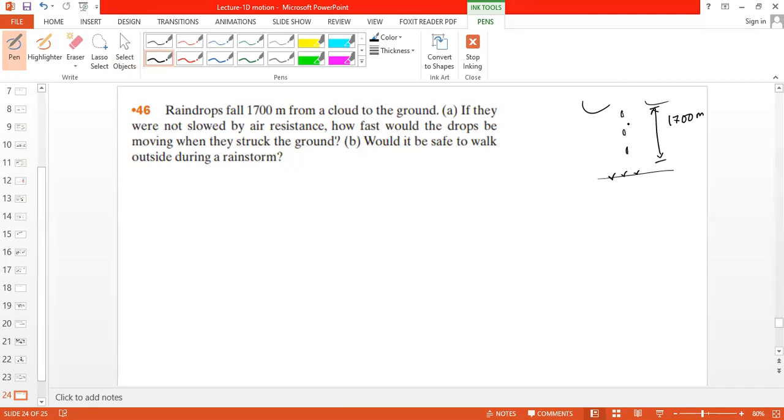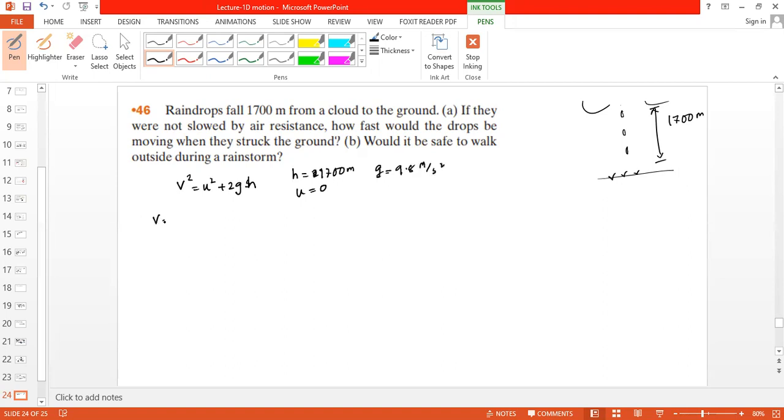So it is zero? No, not zero. Initial velocity was zero. The raindrop just starts falling, but as it moves downward, an acceleration acts on it. That is free fall acceleration, or acceleration due to gravity. Clear? So for the final velocity we use the formula v square equals u square plus 2gh, where h is the height. Here h equals 1700 meter, u equals 0 since the raindrop initially just drops, and g equals 9.8 meter per second square.